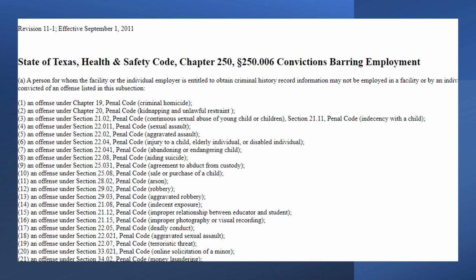If they have a 29.02 on their record, they cannot be hired. They have a 21.08 on their record, they cannot be hired. They have a 22.021 on their record, they cannot be hired. They have a 22.07 terroristic threat, they cannot be hired. So this goes on and on. I just want to make sure that you guys know that you need to follow the laws and the rules when it comes to hiring providers to care for your patients.